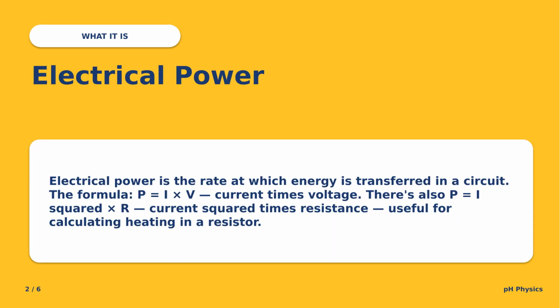Electrical power is the rate at which energy is transferred in a circuit. The formula, P equals I times V, current times voltage. There's also P equals I squared times R, current squared times resistance, useful for calculating heating in a resistor.